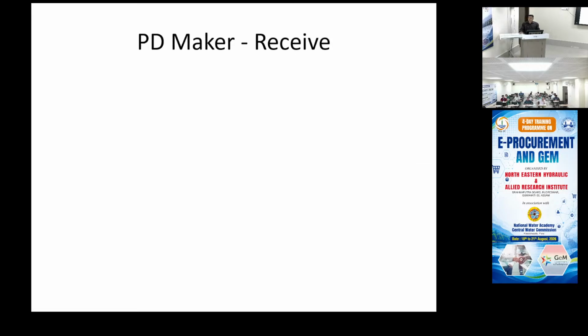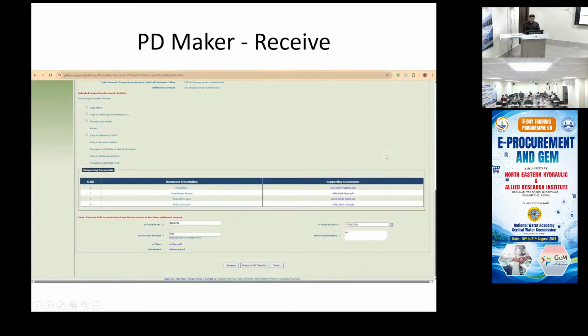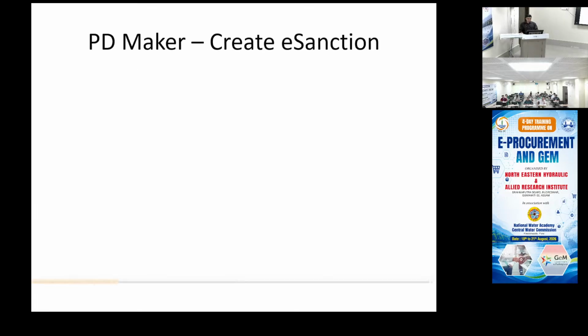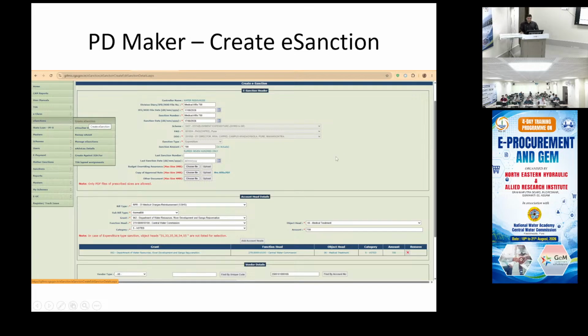Once the settlement is passed by the checker, it comes back to the PD maker. Now the PD maker has to generate a sanction for the claim. So the PD maker will first receive after settlement, okay, and the status will show received by PD maker, okay. So you click on the bill and you have to create e-sanction, like going to e-sanction and create e-sanction.